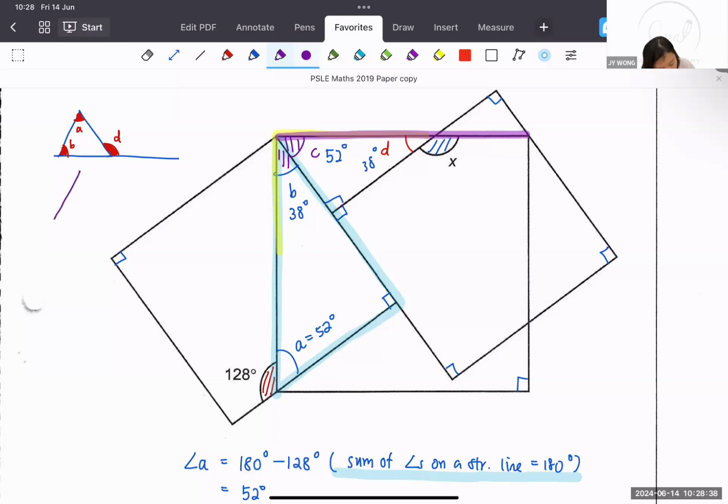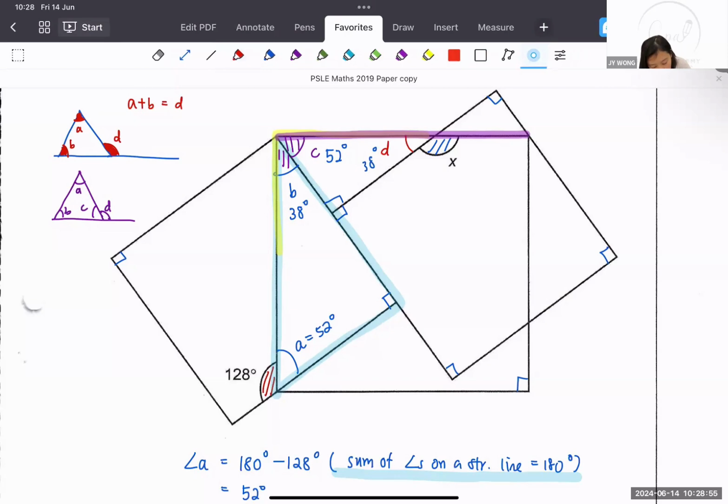So here, because in a triangle A, B, C gives you 180, then C plus D is a straight line, it will also give you 180. So we can conclude that A plus B is equals to angle D.